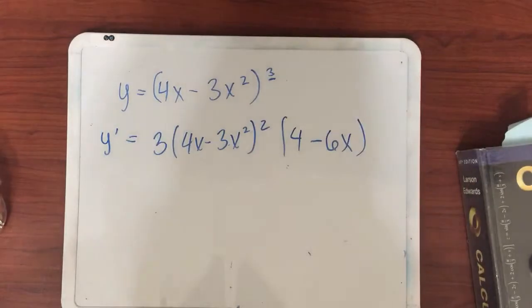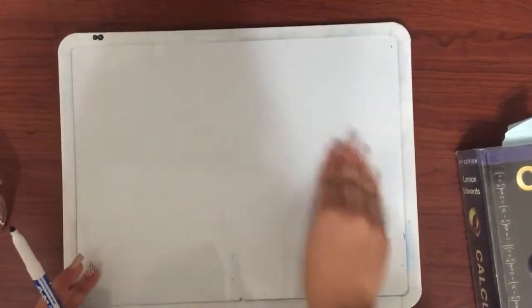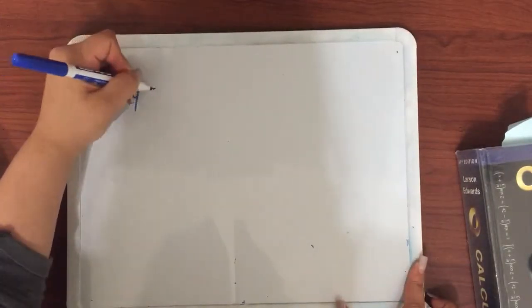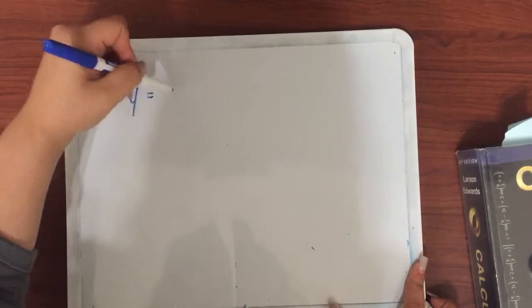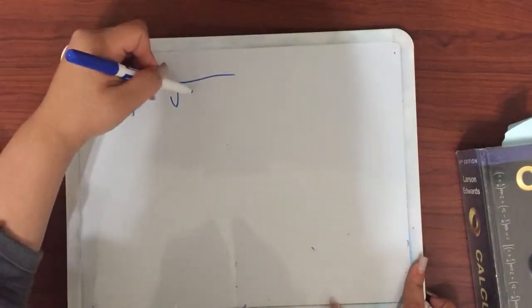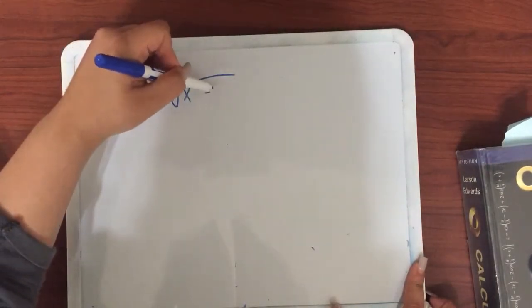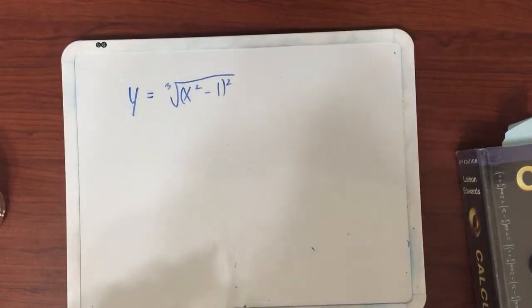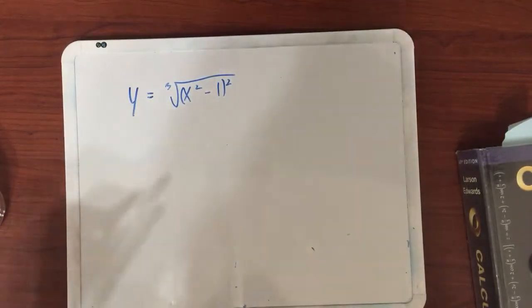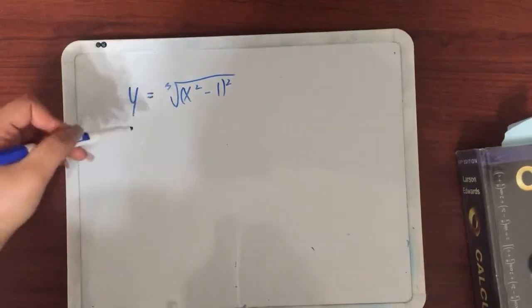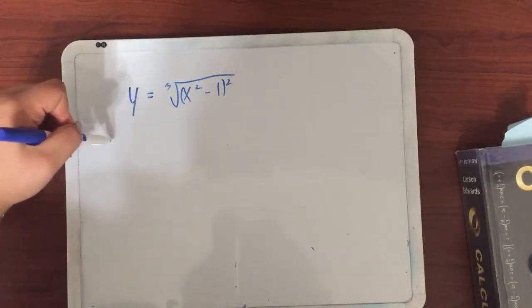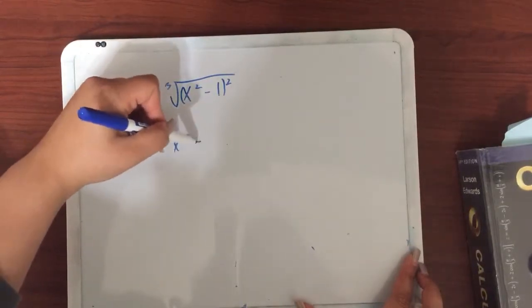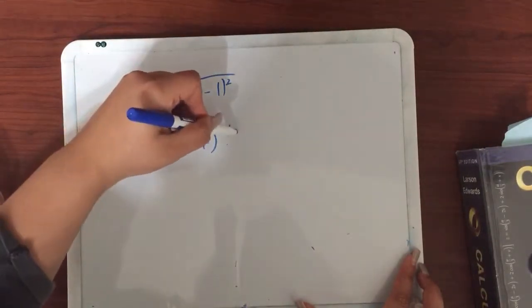All right. Let's do a tougher problem. Let's do y equals the cube root of x squared minus 1, the whole thing squared. So let's not put that in square root form, let's put it in power form. So it's y equals x squared minus 1 to the 2/3 power.